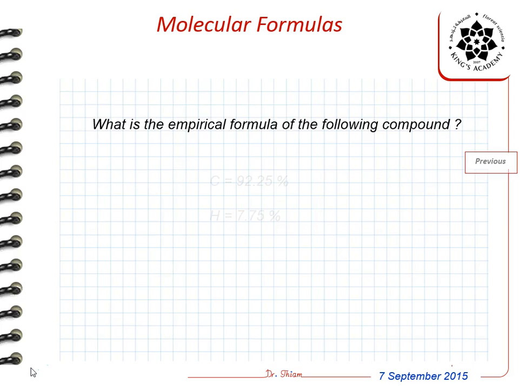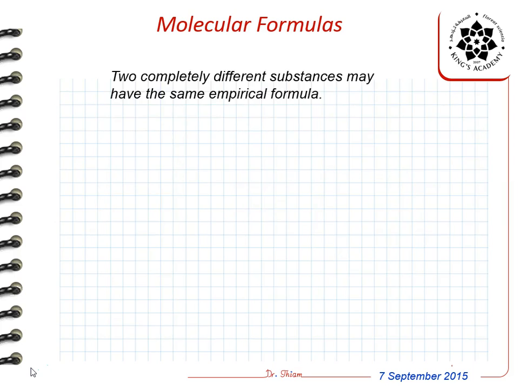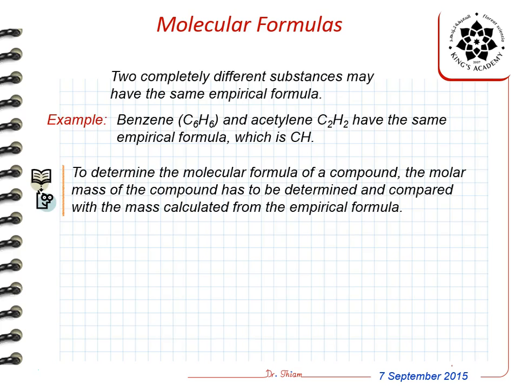Okay, so empirical formulas do not always identify substances. Let me repeat again. Empirical formulas do not always identify molecules. For example, the two molecules we are looking at right now, benzene and C2H2, have the same empirical formula, which is CH. So again, we need better than the empirical formula. Now, that thing that's better than the empirical formula is called the molecular formula.